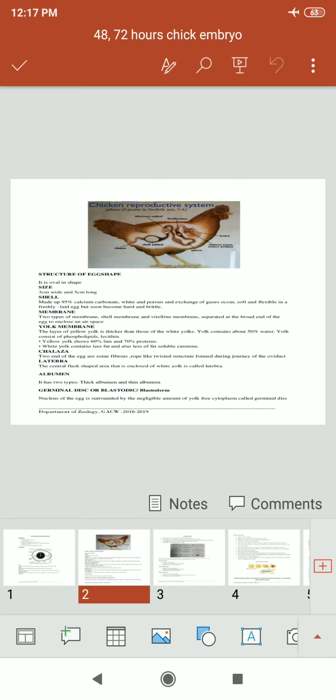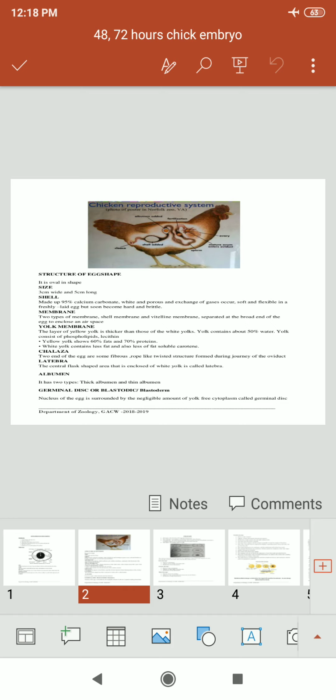The membranes: two types of membrane, the shell membrane and the vitelline membrane, separate at the broad end of the egg to enclose an air space. The yolk membrane: the layer of yellow yolk is thicker than those of the white yolk. The yolk contains about 50% water. The yolk consists of phospholipid lecithin. The yellow yolk shows 60% fat and 70% protein. The white yolk contains less fat and also less of the fat-soluble carotene.